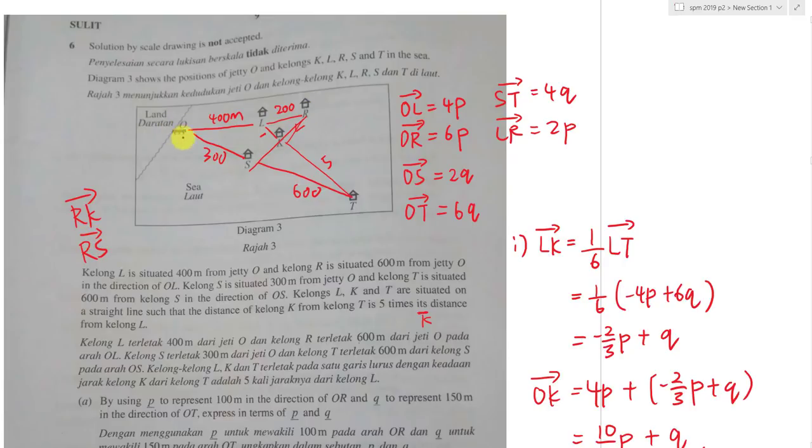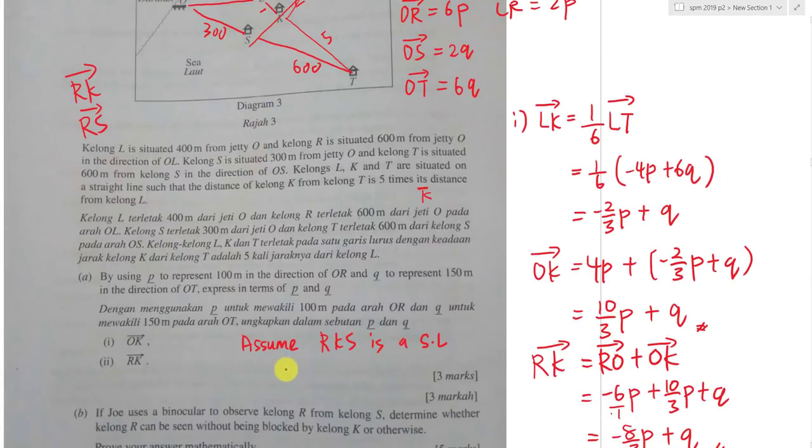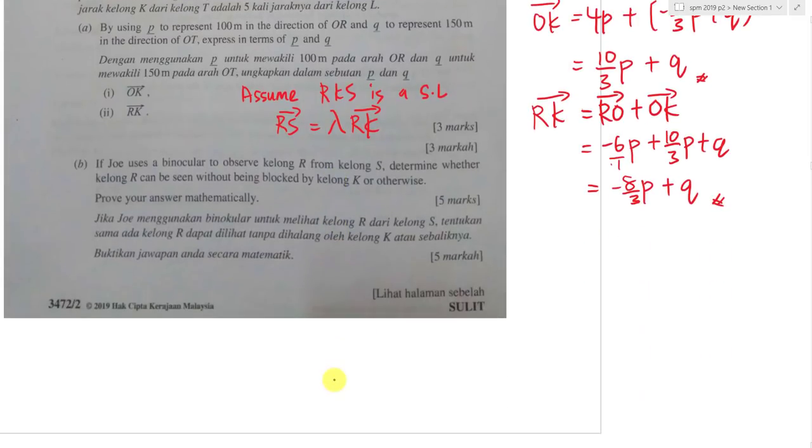RS is basically RO plus OS, right? It's not hard also. Since I assume they are a straight line, I'm going to say RS equals lambda of RK. Because they are a straight line, the lambda here will just give me some constant value, or you can call it a fraction sometimes. So I will insert my values and see whether my lambda value is the same or not. Let me rewrite it here, equals lambda. You can only write this if they are a straight line, or in mathematical terms, collinear.